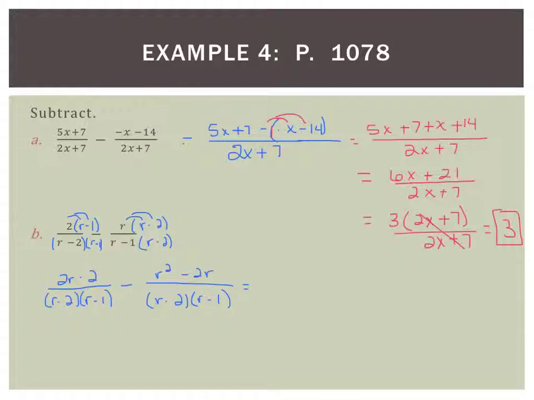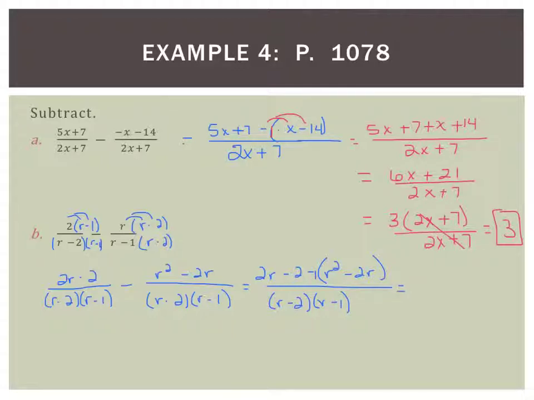So when I subtract it, I'm going to make sure I have put my parentheses. So 2r minus 2 minus parentheses r squared minus 2r over r minus 2 times r minus 1. I'm going to want to keep the denominator in factored form because that'll help me later when I'm trying to simplify. If I FOIL it out and expand it into a trinomial, I'm just going to have to factor it again later to see if I can reduce it. So that's just an extra step. Just leave it in factored form.